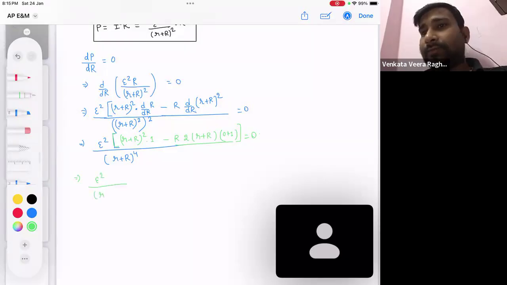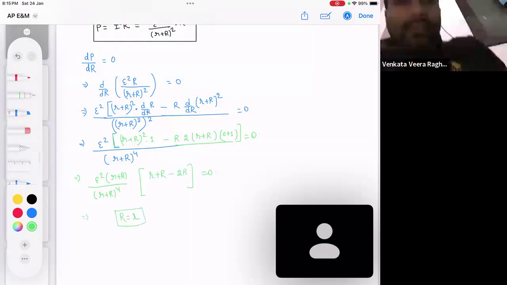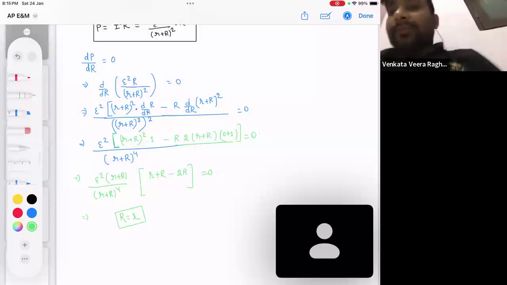E square r plus r to the power 4. Look at the numerator. Are you going to get r plus r common? So what I am left with is r plus capital R minus 2 times capital R equal to 0. So we are getting capital R equal to small r. What did you learn from this expression?